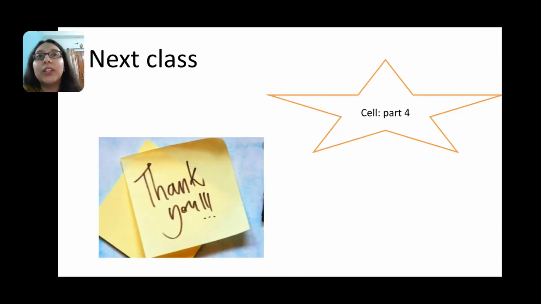With that, we come to the end of this session. In the next session, we will study in detail much more important structures like the mitochondria, the nucleus, the centrioles, etc., which are very important structures of the eukaryotic cells.